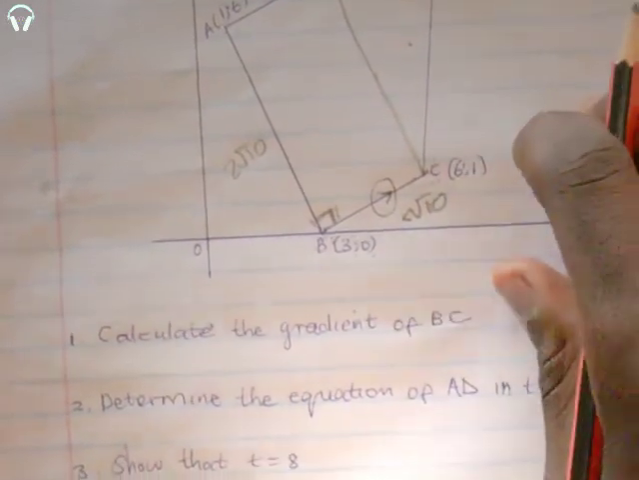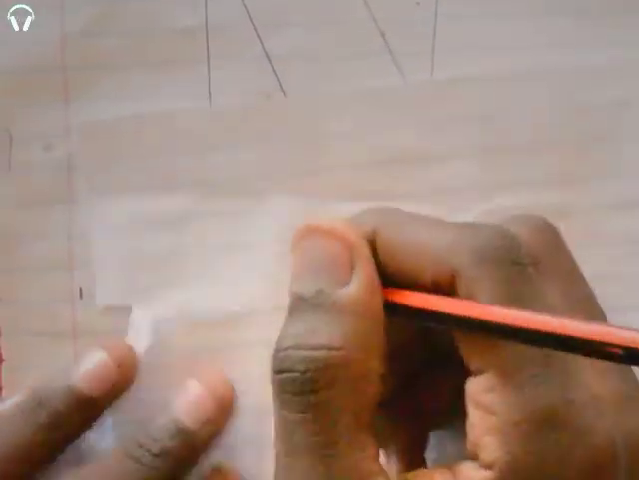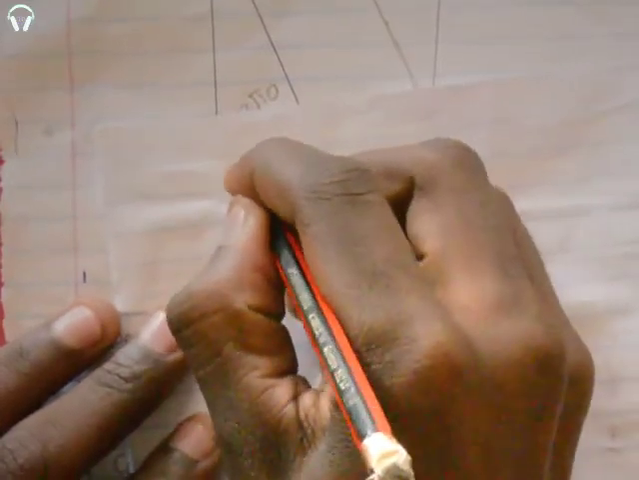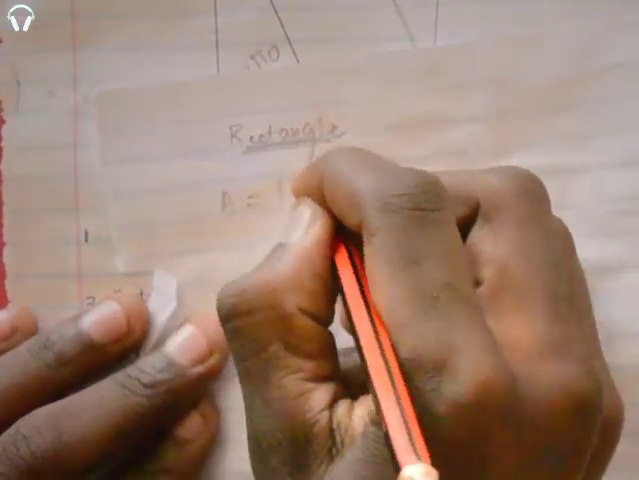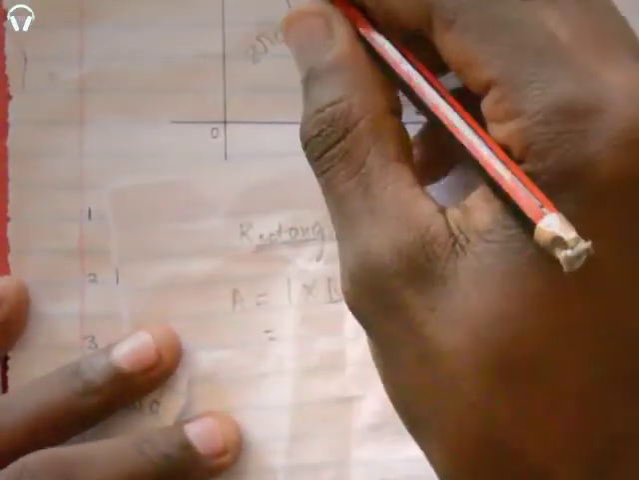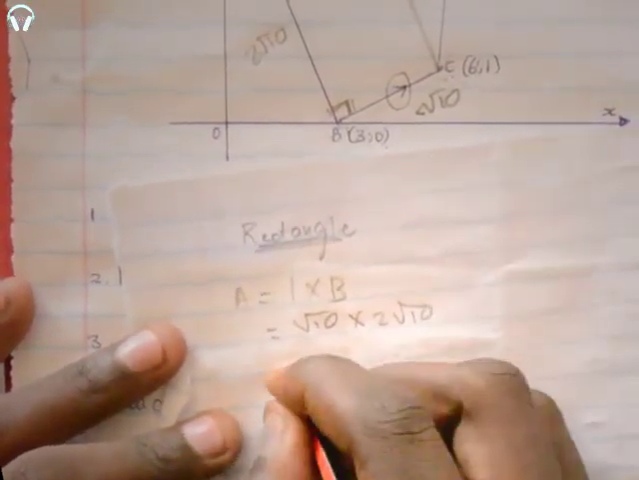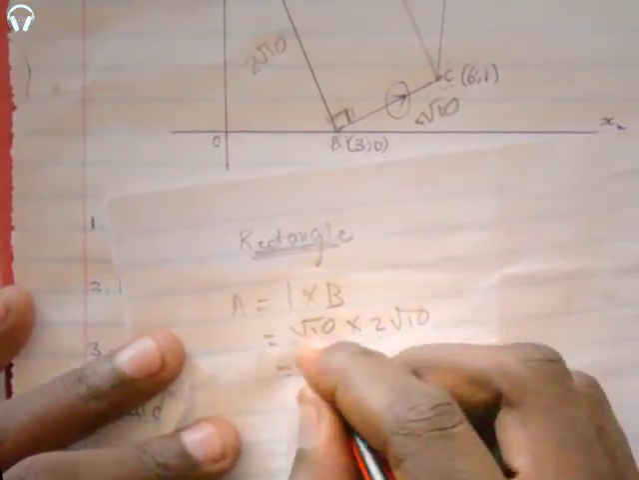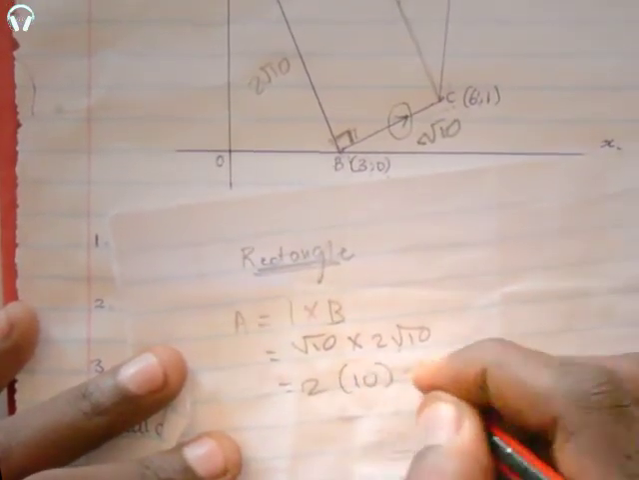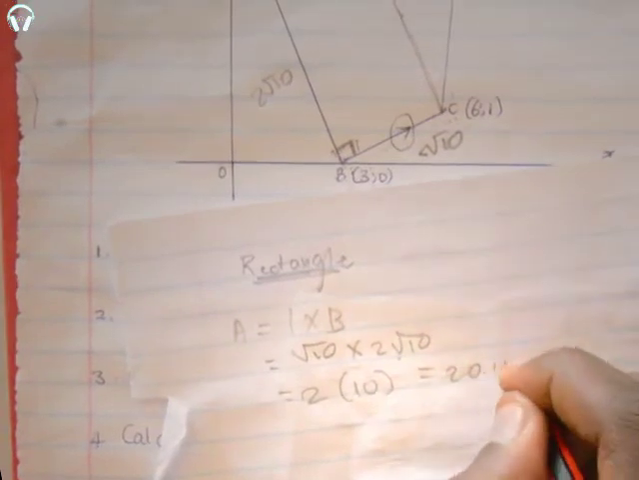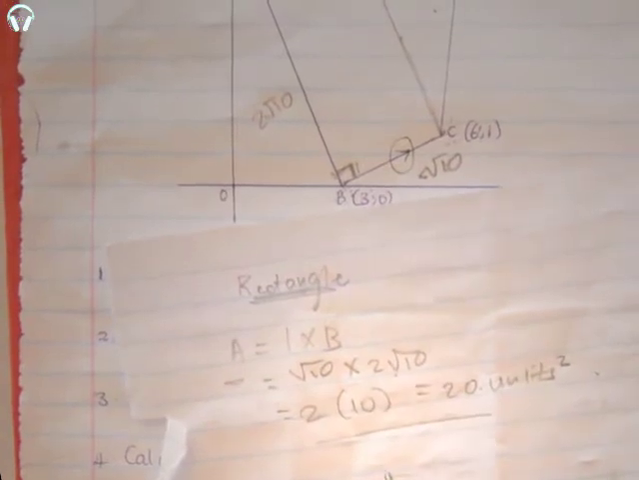So from here I can simply use the formulas for the separate shapes. My rectangle has an area of length times breadth, which in this case is the root of 10 multiplied by 2 the root of 10, which is 2 times the root of 10 multiplied by the root of 10 becomes 10. 2 times 10, which is 20 units squared. That's the area of the rectangle.